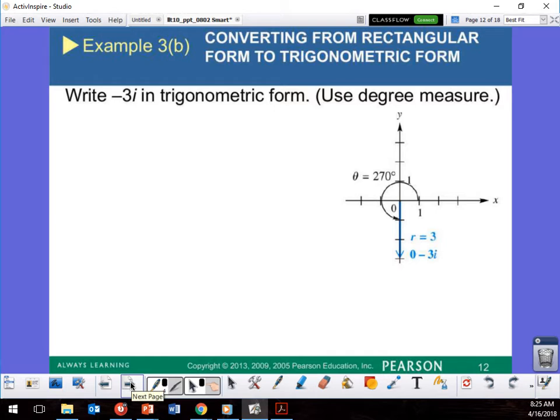Okay, same thing. Oh, here it is. Write this in trig form. This right here in trig form. So first, what is the rectangular form of this? What is my A value? There's nothing. How do we represent nothing in math? 0. So this is 0 minus 3i.